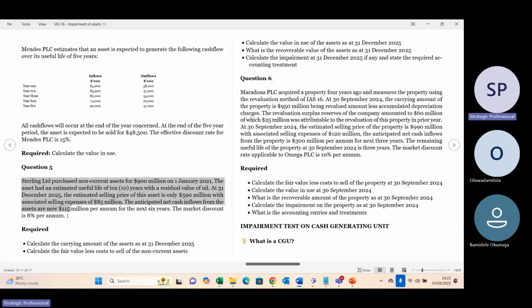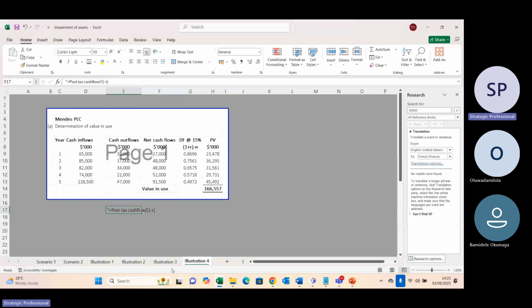So what the question says is that this company has non-current assets, and the non-current assets have an estimated useful life. In the question, we have been provided with the estimated selling price, associated selling expenses, anticipated net cash inflow, the market discount, and the first requirement is for us to determine the carrying amount of the assets as at 31st December 2025. Okay, that's fine. Yes, so let's look at illustration 5.